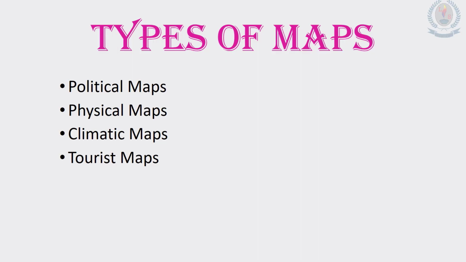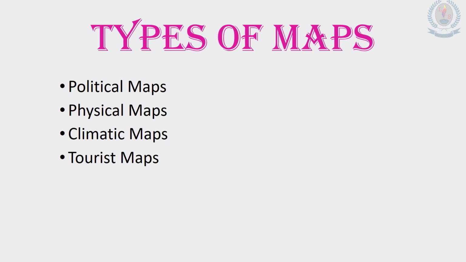There are different types of maps. Some of them are political maps, physical maps, climatic maps, and tourist maps. First, let's discuss political maps. A political map represents countries, states, and towns. That means they give us the location and details of places. Most often, they are painted different colors so we can see them better.